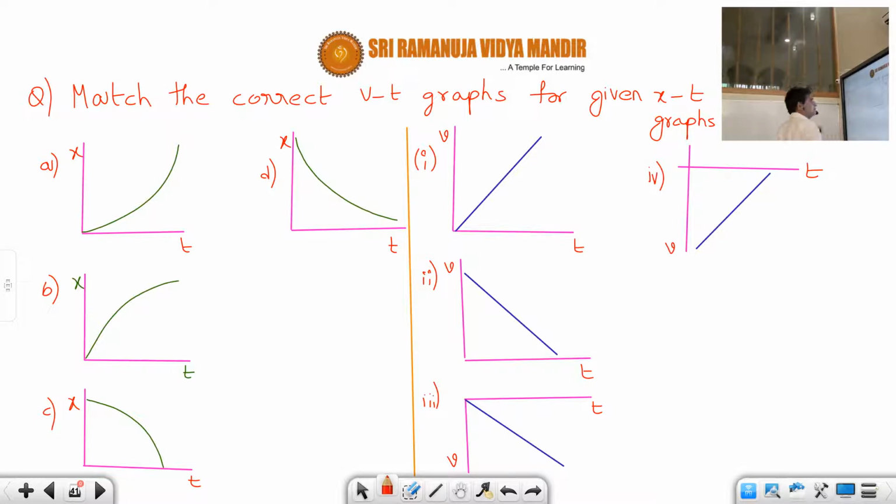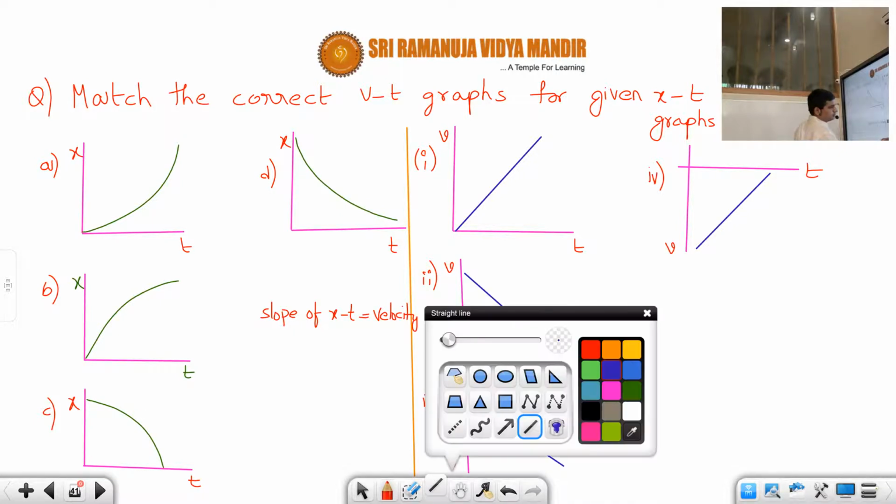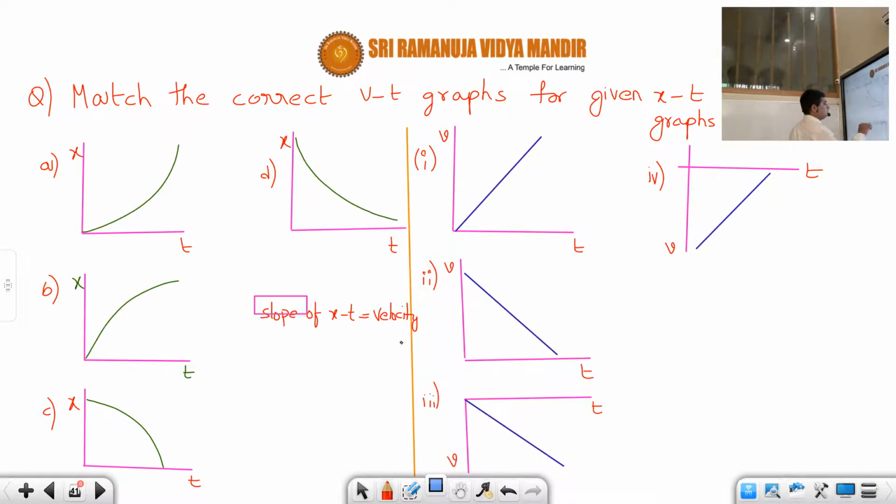Okay, students. So now let us see how to draw this VT graph from the xt graph. So simple concept. The only thing is you just have to verify whether the slope is positive and whether it is increasing or decreasing, because the basic concept here we are using is what, students? Slope of the xt graph is velocity. That's all. Okay, students. Slope of the xt graph is equal to velocity. Okay, so now let us start from the first one, students.